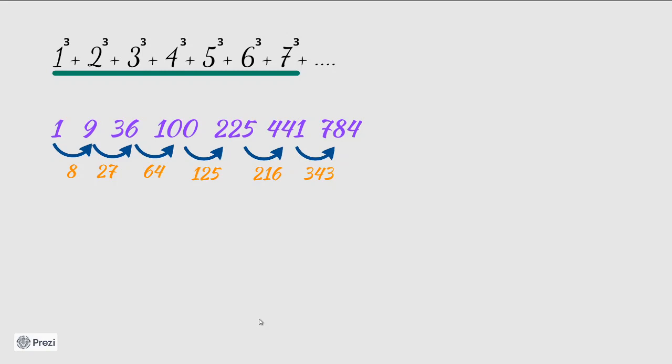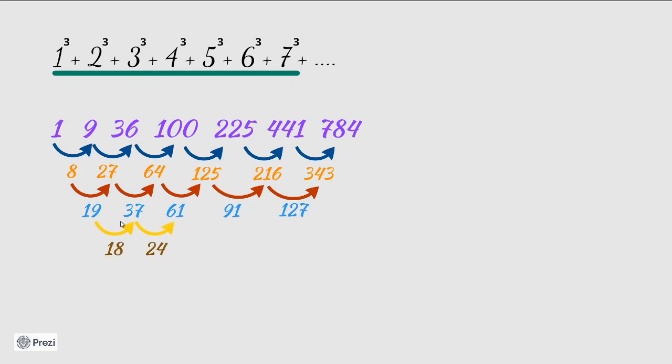Difference of the difference. So 27 minus 8, 19, 64 minus 27, 37, 125 minus 64, that will be 61, 216 minus 125, that will be 91, and 343 minus 216, that will be 127. So these numbers are also not the same. So let us find the difference of those numbers. 37 minus 19, 18, 61 minus 37, 24, 91 minus 61, 30, 127 minus 91, 36.